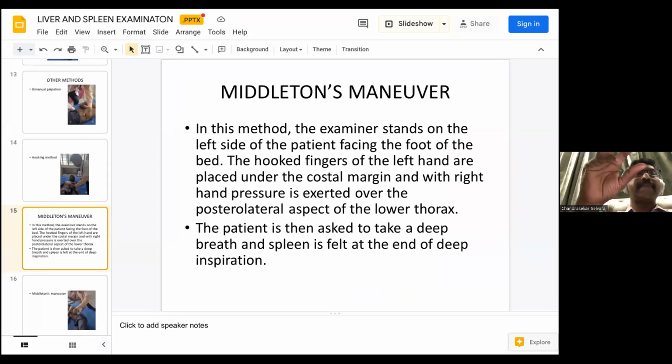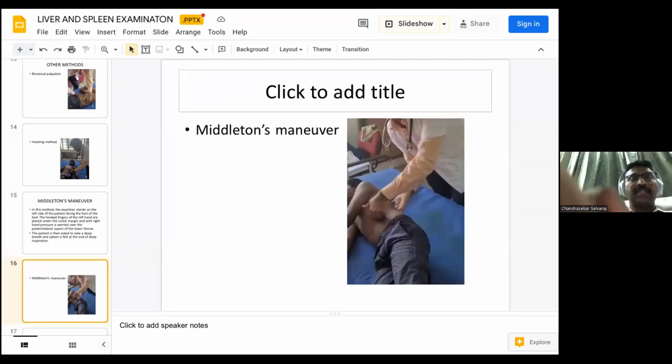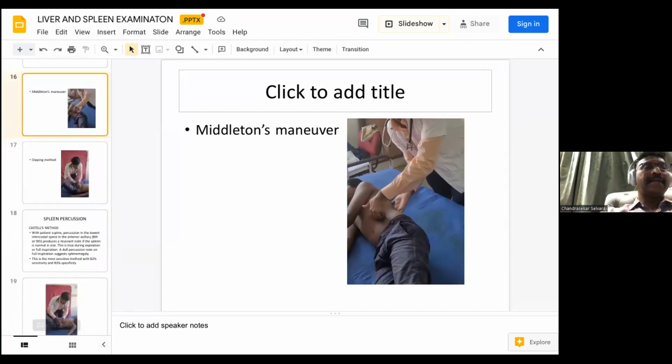So this is called Middleton's maneuver, and the patient is asked to take a deep breath, and the spleen is felt at the end of deep inspiration if it is enlarged. So this is what you see, the Middleton's maneuver. The doctor applies pressure on the posterolateral aspect using his right hand, and at the same time, using his left hand, he gently insinuates his fingers under the subcostal margin and looks for the palpability of the spleen.